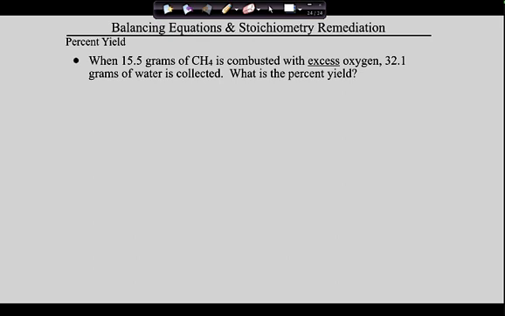So taking a shot at this then, here's an example problem. We've got 15.5 grams of methane. You may remember that's Bunsen burner gas, the stuff that comes out of our gas taps in lab. And we're going to combust this with excess oxygen. And remember that excess means all that we need and more. And when we do that, we collect 32.1 grams of water. The question is, what's our percent yield?